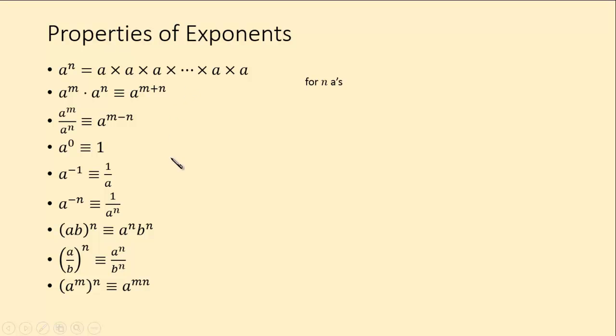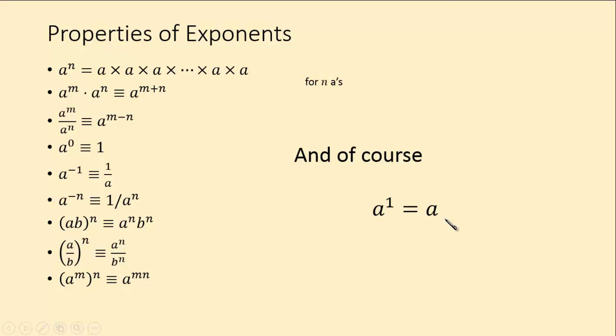When I put together this list, I forgot the most obvious one. Anything to the first power is just that number. So 5 to the first power is 5, 8 to the first power is 8. So we don't normally write this 1 here unless we want to bring your attention to the fact that there's a 1 there, as I did in one of the previous examples.